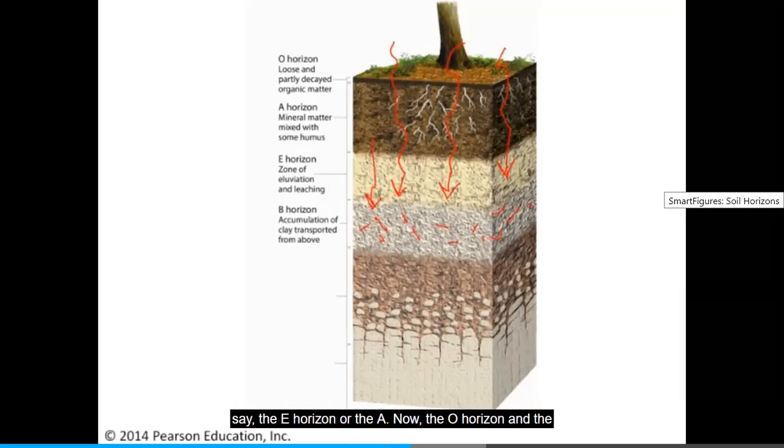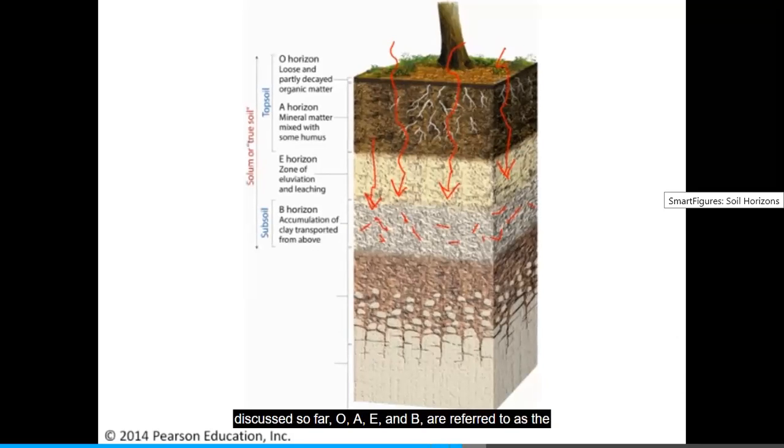Now, the O horizon and the A horizon together are called the topsoil, and they're so rich in organic material that they appear quite brown, usually a very dark color. The B horizon is often known as the subsoil. And together, all the layers that have been discussed so far, O, A, E, and B, are referred to as the solum, or the true soil. Below the true soil is the C horizon. This is partially altered parent material, so basically rotten bedrock. And then below that is the bedrock itself, unweathered parent material.